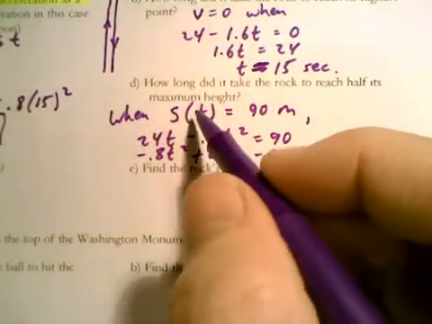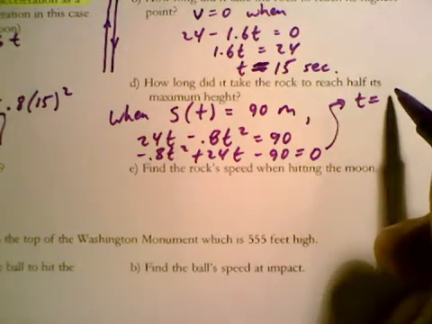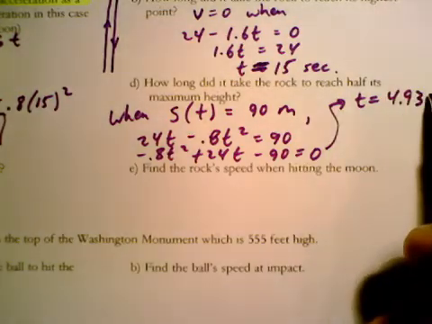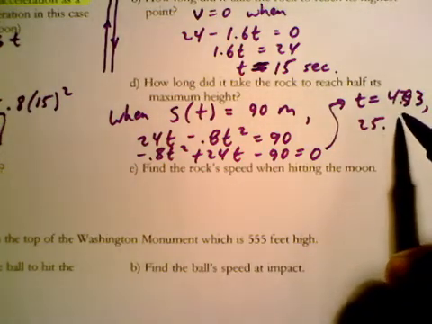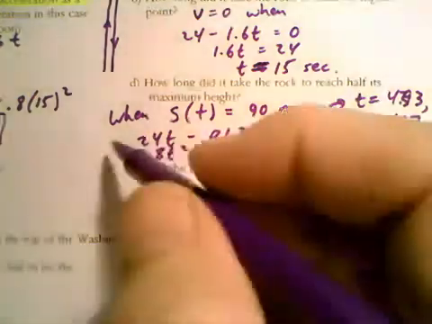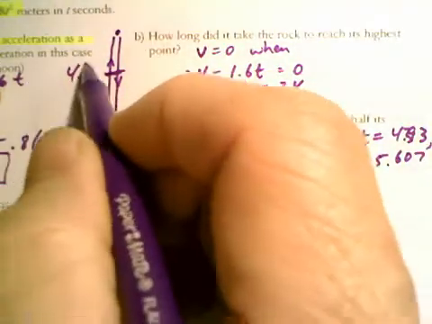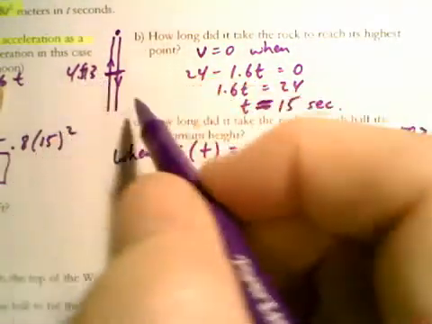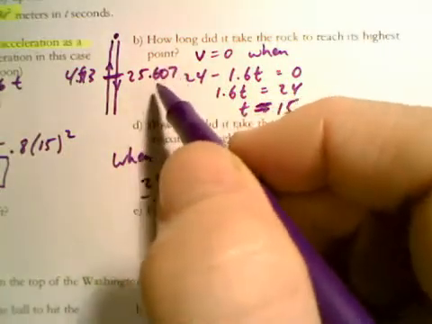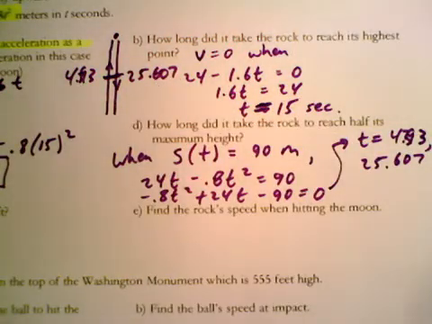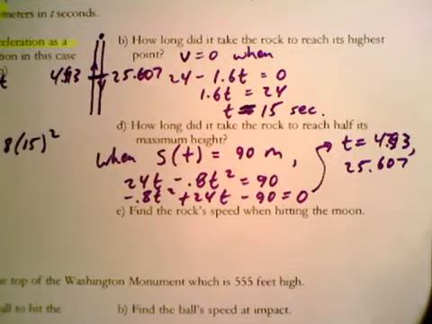And we've got S of t equals 90 when t equals 4.393, and also 25.607. Well, guess what? It hits the 90 meter mark on the way up at 4.393, and then on the way down at the 25.607 seconds mark. And so that's how we interpret that. On the way up and on the way down, it hits a position of 90 meters.